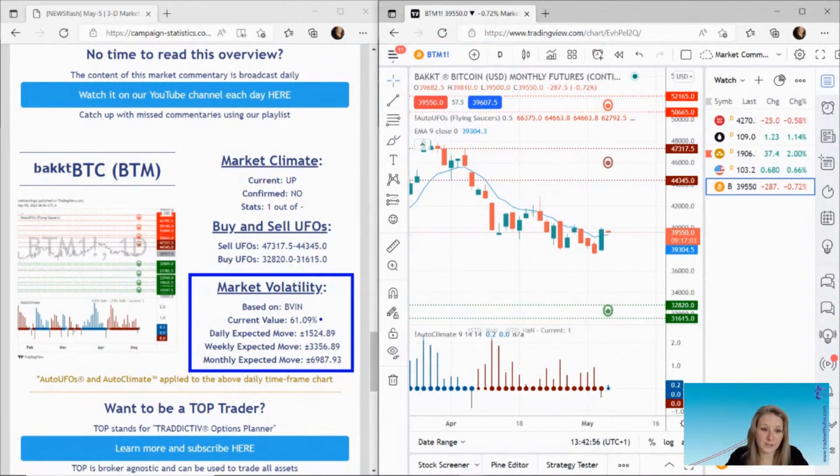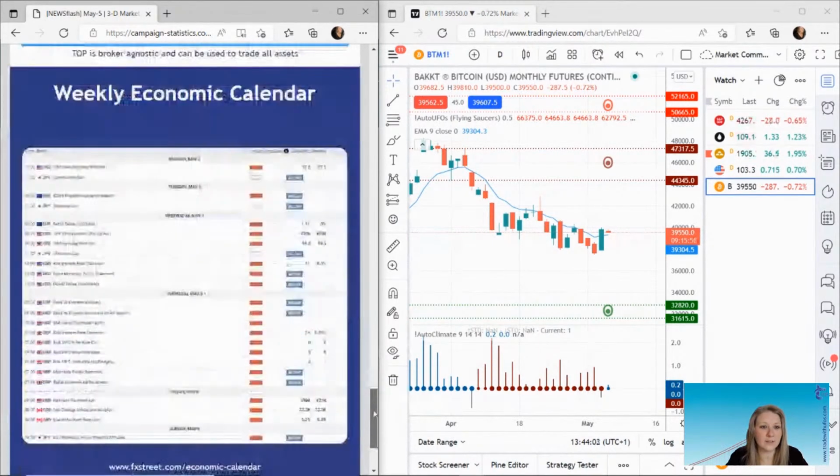No point trading a market that doesn't have clear probabilities. With volatility, we'd expect Bitcoin to move up or down in 1 year by 61.09%. In a day, that's up or down of about 1,500 points. In a week, up or down of about 3,300 points. And in a month, up or down of about 7,000 points. So that is bakkt Bitcoin.